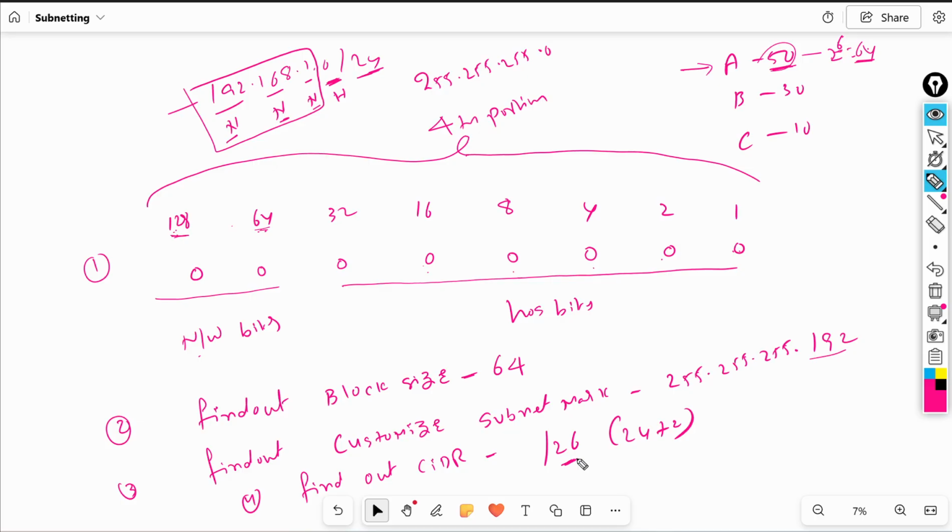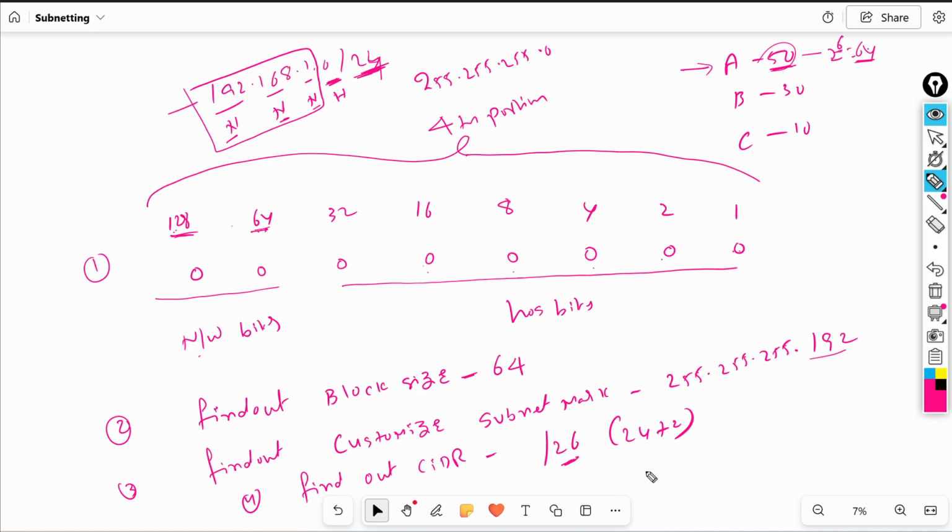The CIDR is nothing but the number of network bits. By default we have 24 network bits for Class C. Now we converted 2 bits into network bits, right? So these 2 plus this 24, total 26. CIDR.